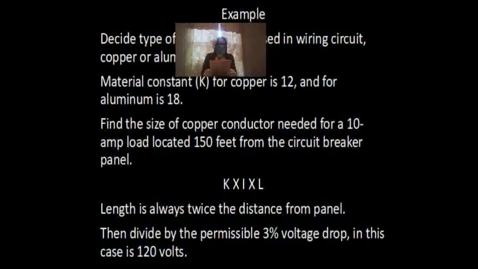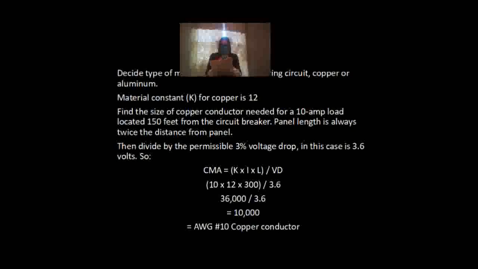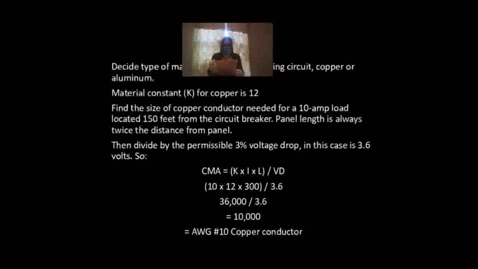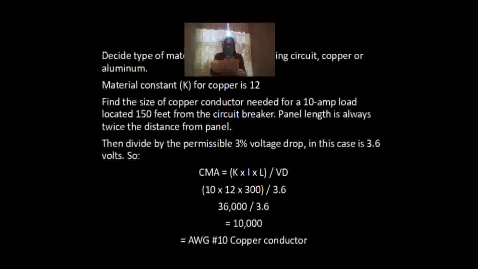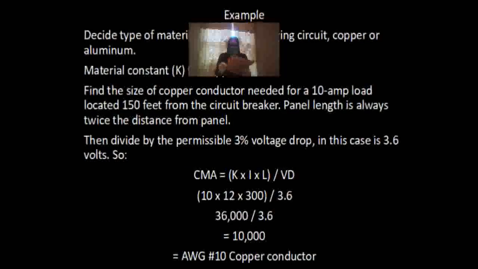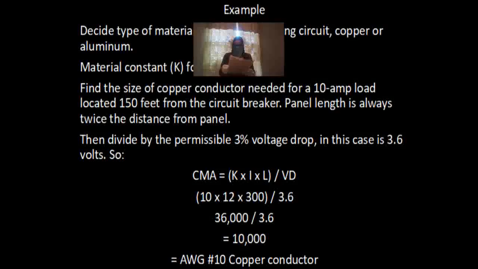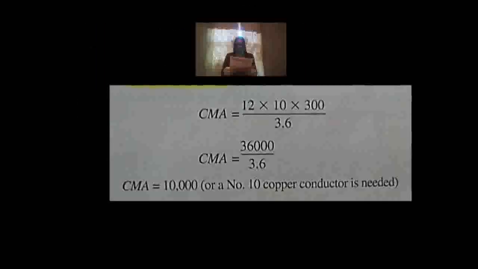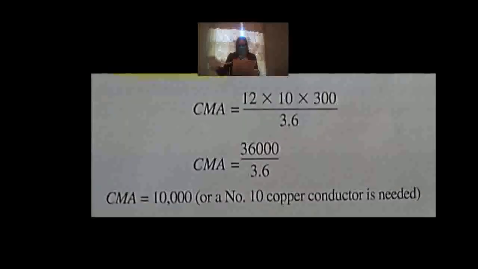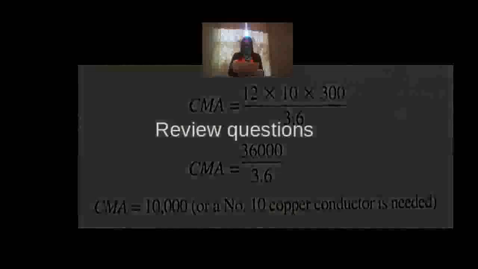Just naming the formula here. CMA equals 12 times 10 times 300 all over 3.6, which equals CMA of 36,000 divided by 3.6, which equals CMA of 10,000, or a number 10 copper conductor is needed. This formula is very handy when trying to determine a conductor size that will not cause significant voltage drop. Excessive voltage drops prevent electrical equipment from operating properly.